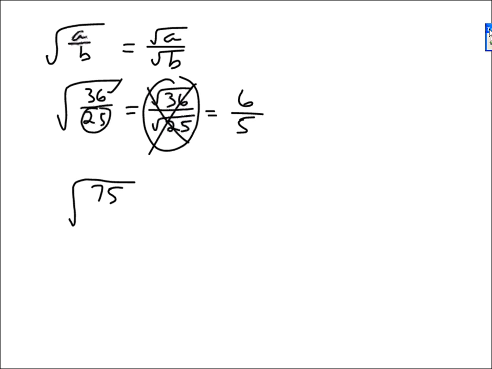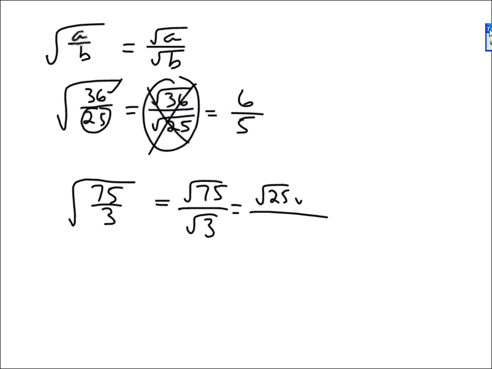Now sometimes you might want to do the division. For example, here, you can say that's square root of 75 over square root of 3. And the largest number on my list that goes into 75 is 25. So it's the square root of 25 times the square root of 3, divided by the square root of 3, and that cancels out. And you get square root of 25, which is 5.